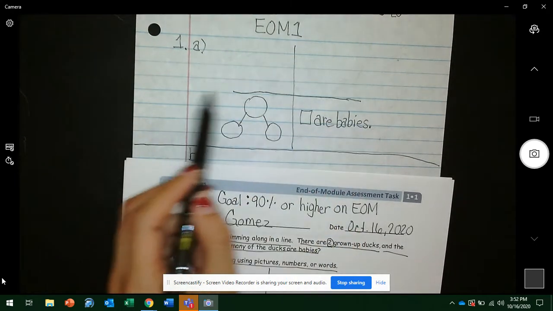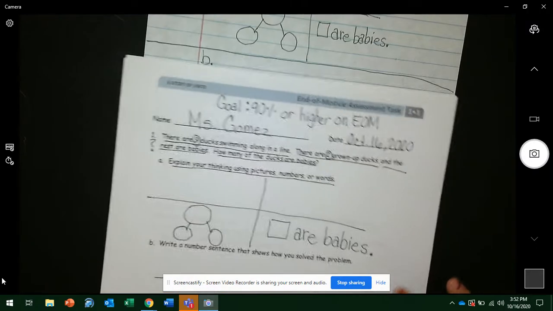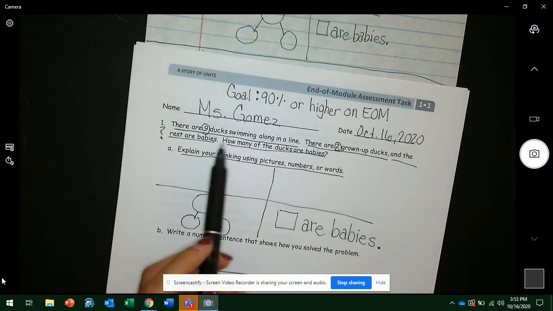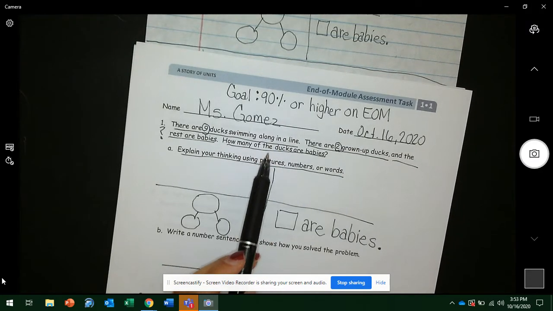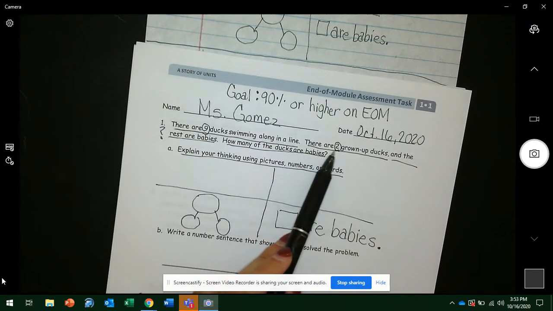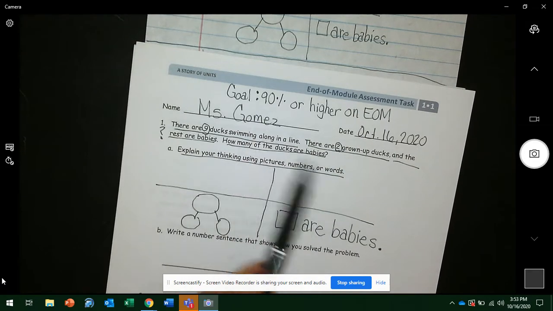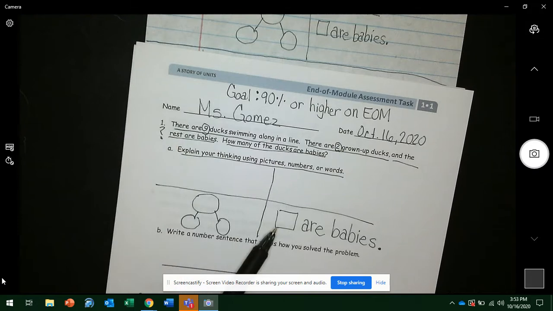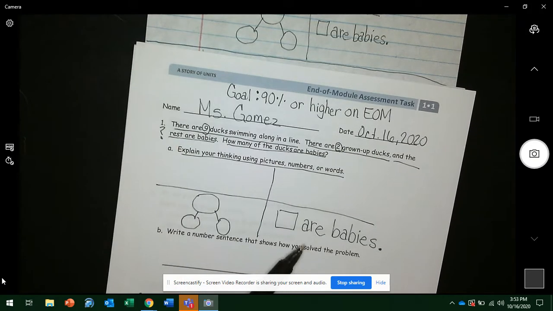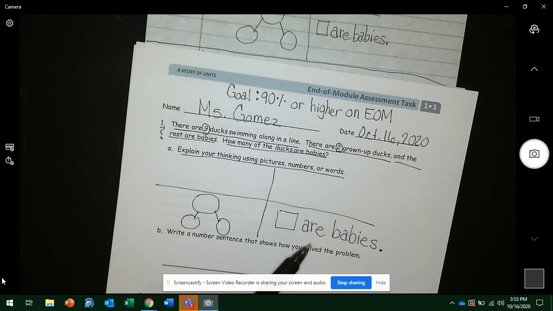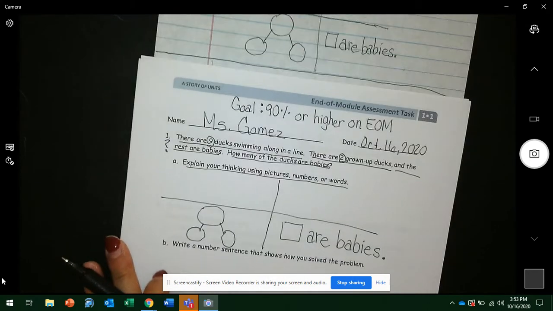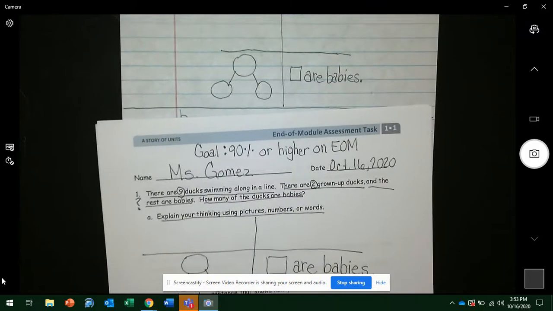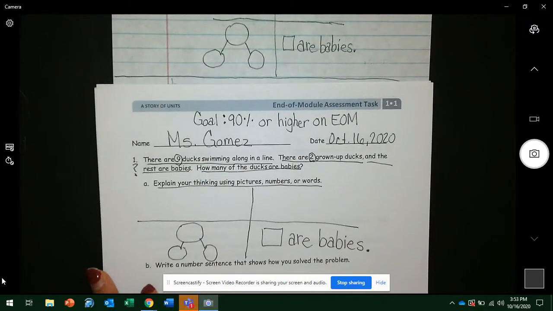That's only problem 1A. So again, I'm going to reread the question for 1. It says there are 9 ducks swimming along in a line. So there's 9 ducks in a line. There's 2 grown-up ducks. So 9 of those ducks, 2 of them are grown-ups. And then the rest are babies. And we want to know how many of the ducks are babies. Go ahead and press pause so that you can work the problem out and press play when you're ready to move on to the next question.